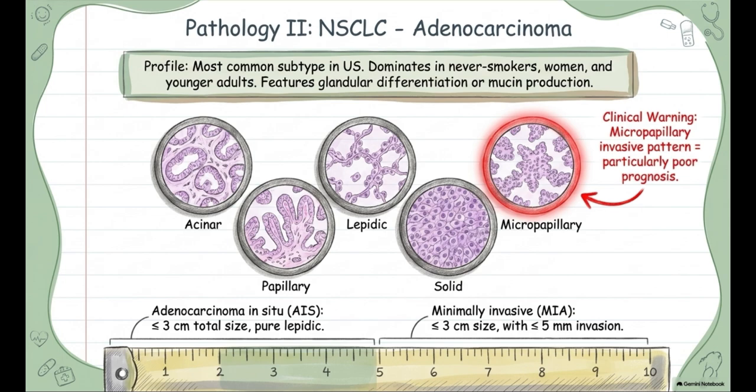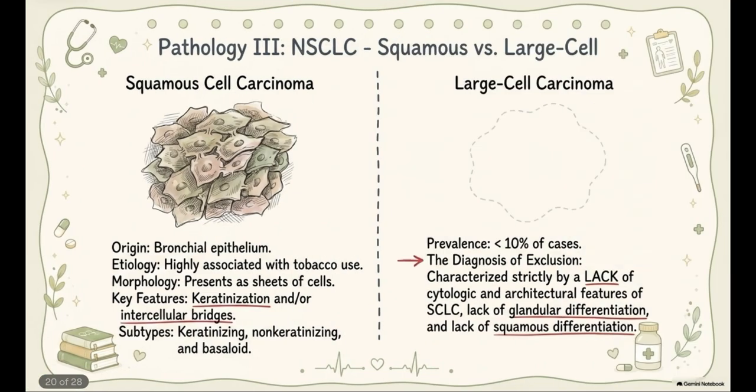The size of the tumor is also strictly defined. Adenocarcinoma in situ is pure, scale-like lepidic growth. It must be 3 centimeters or less in total size. Minimally invasive adenocarcinoma is also 3 centimeters or less, but it allows for a tiny fraction of deeper tissue invasion. Now, squamous cell carcinoma presents very differently. It usually originates centrally in the main breathing tubes. It is highly associated with tobacco use.